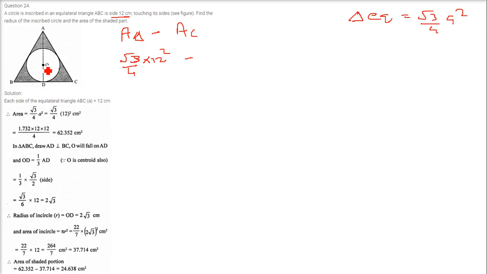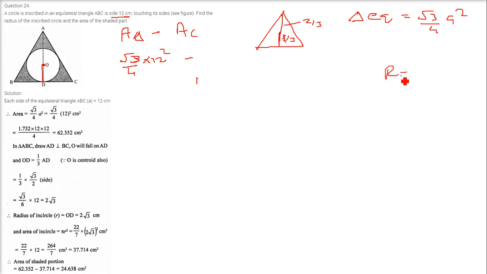So O is touching, meaning we have made a circle which is touching all the sides, and this point is called the centroid. There is a property: if you drop a perpendicular from A to this D, and if this is the centroid, it divides the line in a 1:2 ratio. So this part will be 1 by 3, and this part will be 2 by 3. This is nothing but the radius.